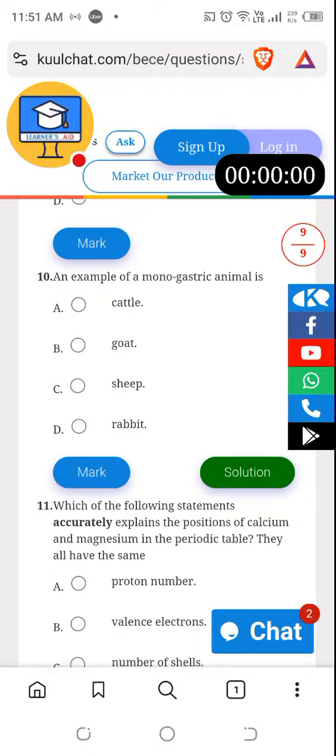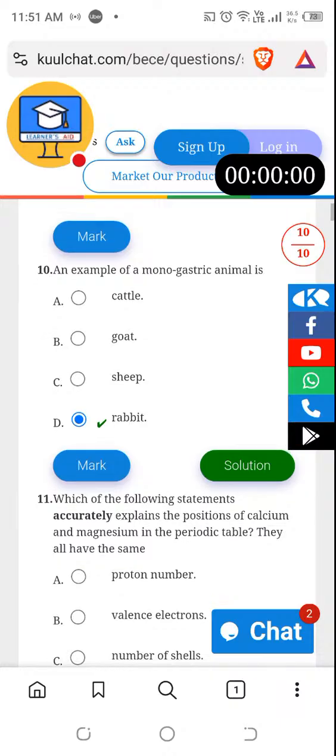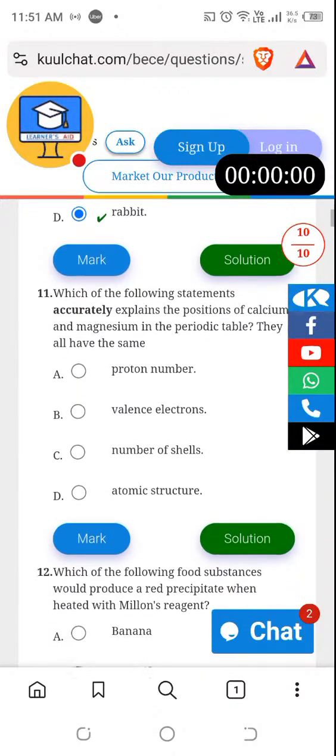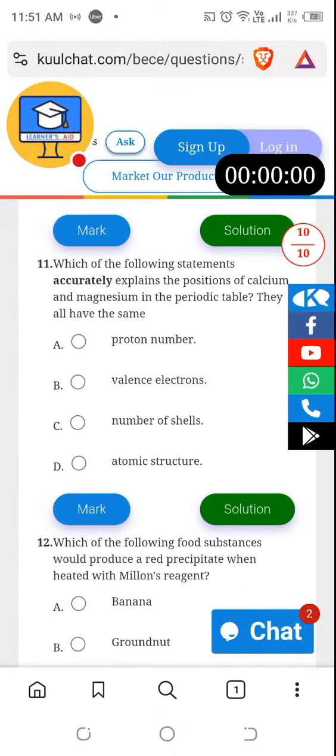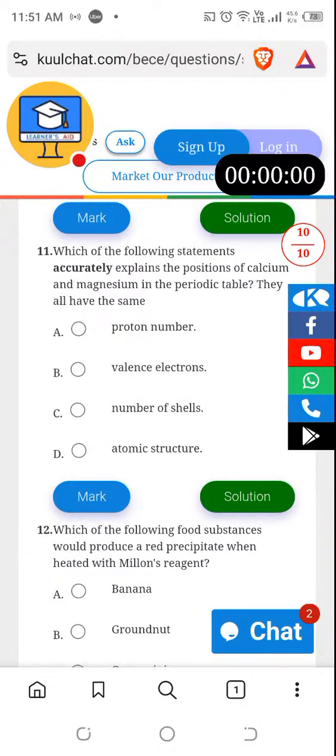Now, an example of a monogastric animal: cattle, goat, sheep, rabbit. Monogastric, it should be rabbit. Let's mark correct. So far we've gotten a perfect score. Next question.